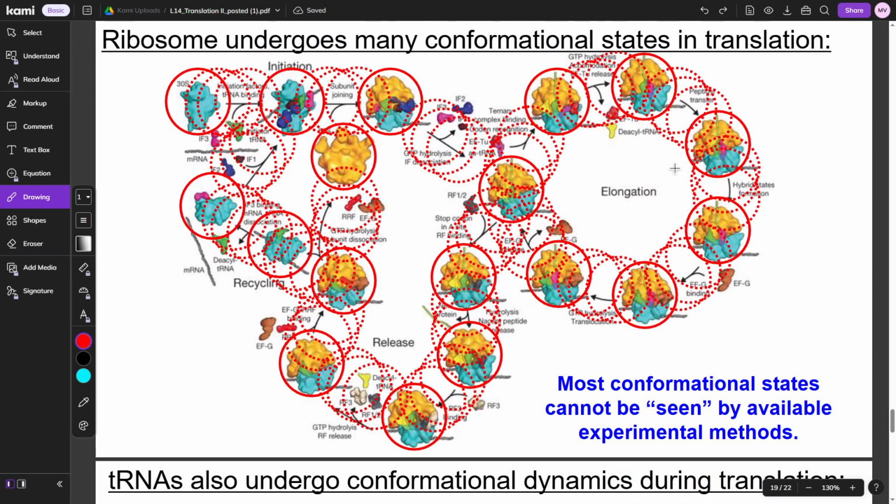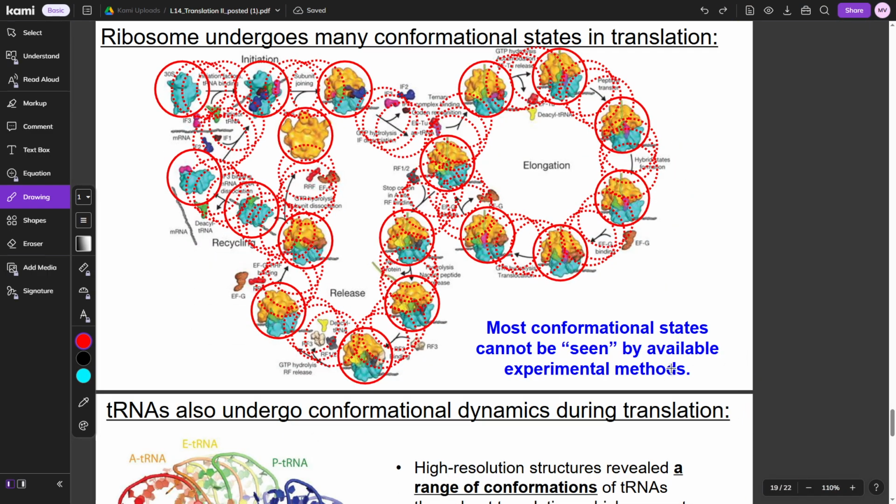This slide is really confusing when you first look at it. All it's trying to show you is these dotted circles. All they're trying to say is that most of the conformational states that we have are actually not visible. You can't actually see them, and the reason is that we just don't have the scientific techniques to look at them.